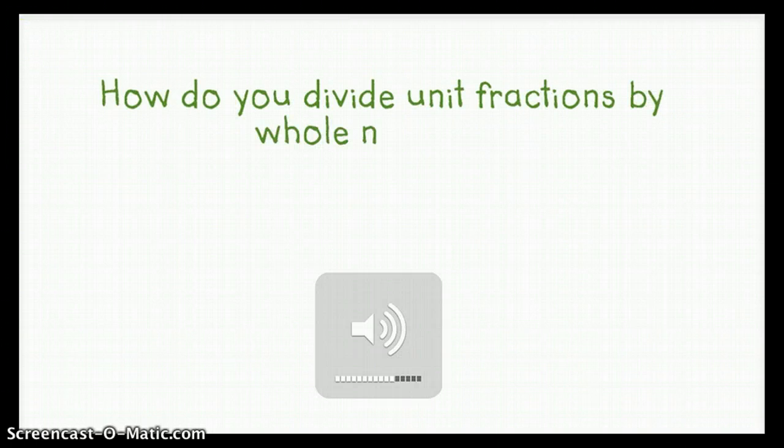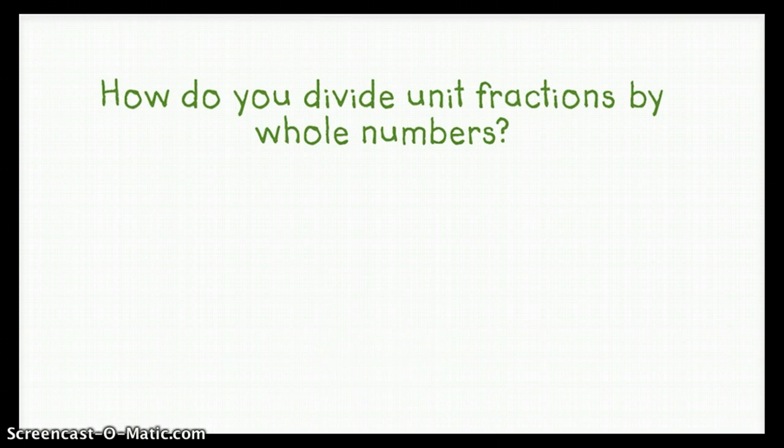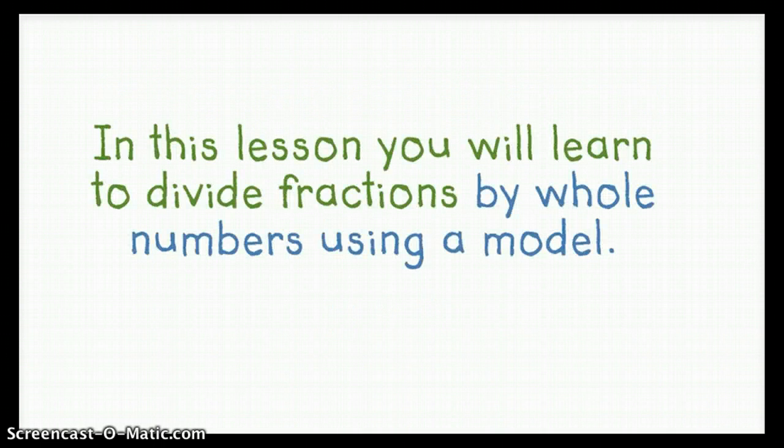How do you divide unit fractions by whole numbers? For example, 1/2 divided by 3. In this lesson, you will learn to divide fractions by whole numbers using a model. Let's review.